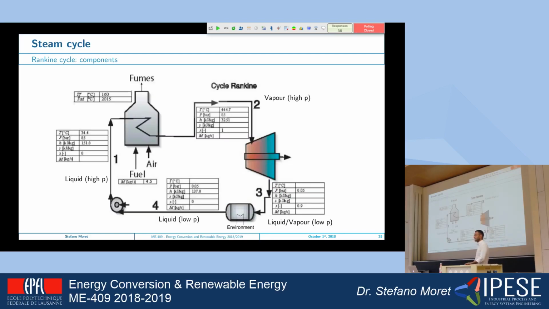So this is how a system normally looks like. As I told you, you have the pump that pumps liquid to increase the pressure, using the heat from the combustion normally, or boilers, but not necessarily combustion. You increase temperature and pressure, you then expand it in a turbine, and then you condense to release the heat to the environment, you condense the steam to go back to liquid.